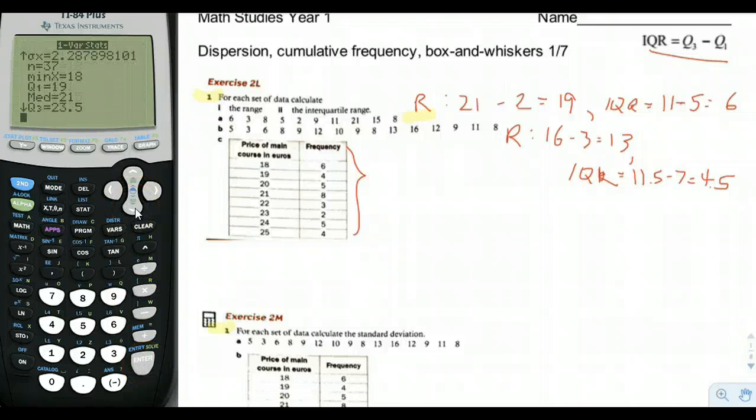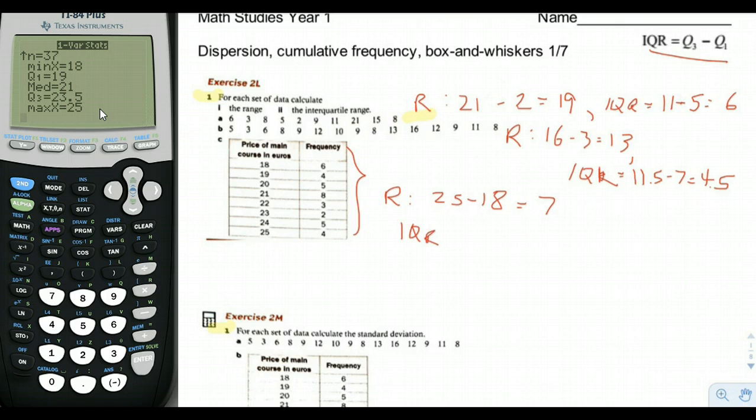And then we look at the same data. We look for the min, the max, the Q3, and the Q1. So the max minus the min is equal to 25 minus 18, which gives us 7. And the IQR would be equal to Q3 minus Q1, which would be 23.5 minus 19, which would be 4.5. Okay, so that is the answer for this question.